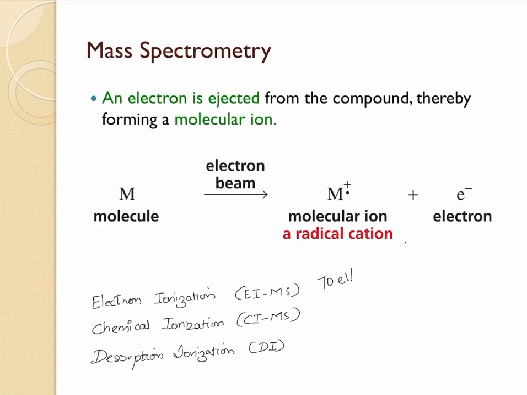When an electron beam hits the molecule, an electron is ejected from the molecule, and it produces what is called the molecular ion. The molecular ion is a radical cation because it has an unpaired electron and also a positive charge on it. We can also do chemical ionization, where the sample is sprayed with a pre-ionized gas such as methane or ammonia, which causes the sample to ionize by an electron transfer or proton transfer mechanism.